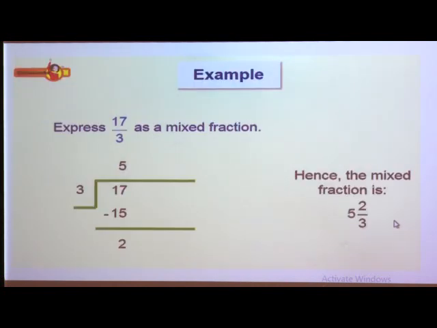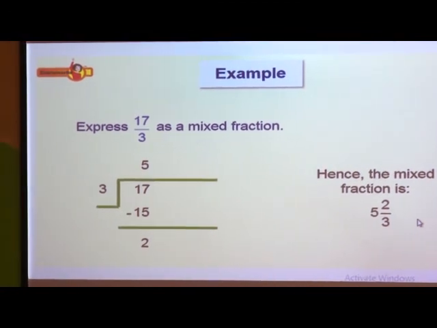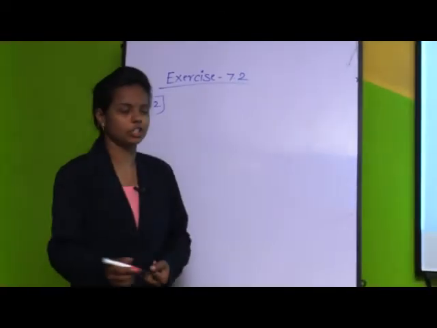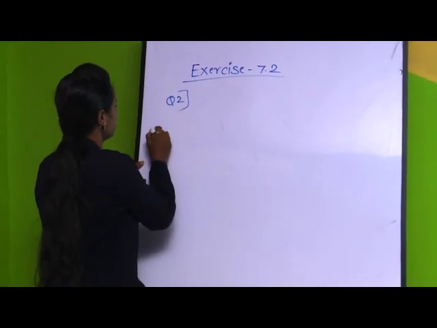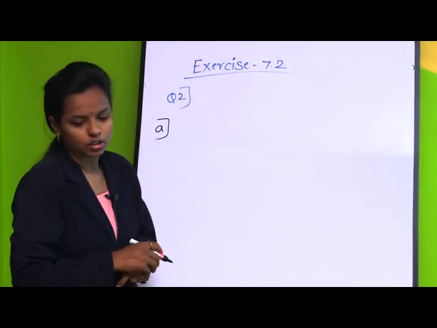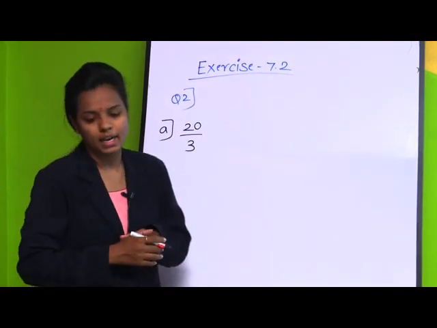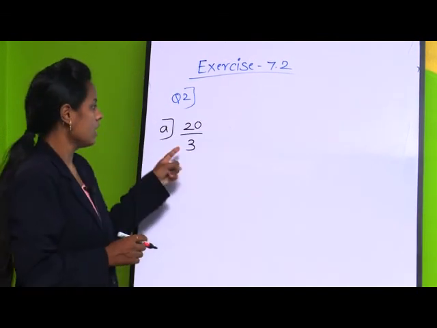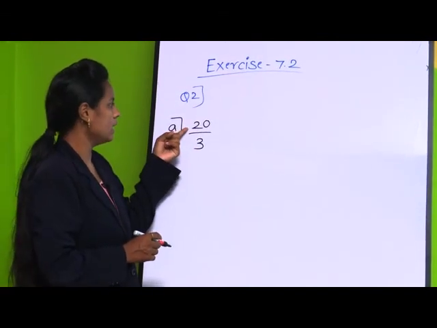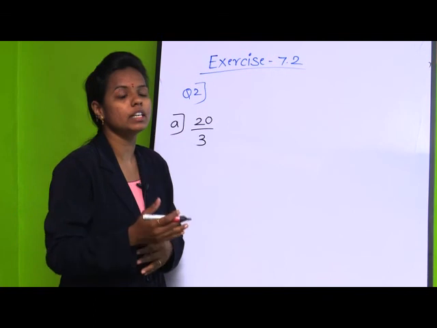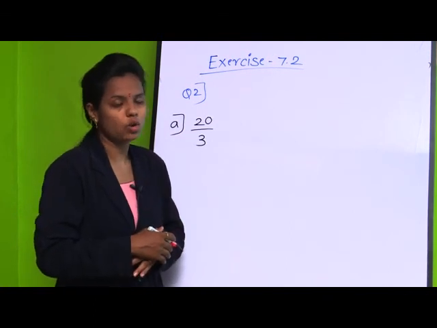Let us solve a few examples from exercise 7.2, question number 2. The question is: express the following as mixed fractions. The first one is 20 by 3. See, the denominator is the smaller number and the numerator is the bigger number. This is an improper fraction. We need to divide this and convert it into a mixed fraction.